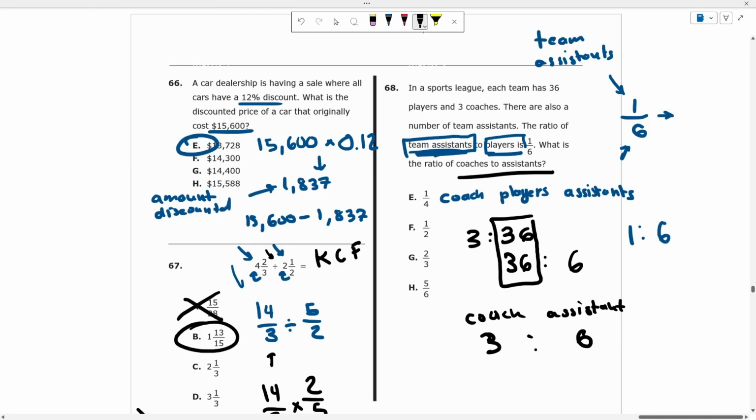Now they want you to do this as a fraction. Remember, coaches to assistants. So coaches is the first word that was called out. So you put coaches on top and assistants on bottom because the first word goes into the numerator. So coaches go into the numerator and assistants go into the denominator. So the choice here, or the correct choice here, would be F for 68.